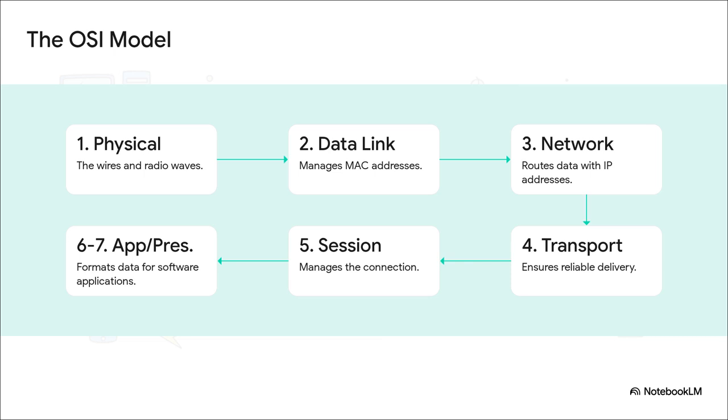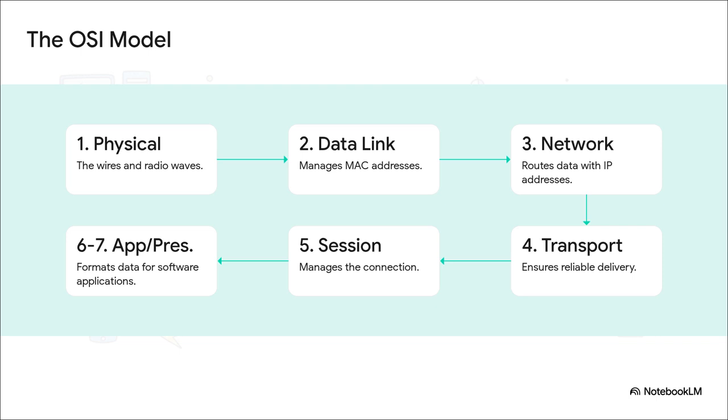Now, I know this looks really complex, and well, it is. But the key thing to get here is that it breaks down the huge job of network communication into 7 distinct layers. Each layer has one specific job to do, from sending electrical signals over a wire at the very bottom, all the way up to formatting data for the app you're actually using.